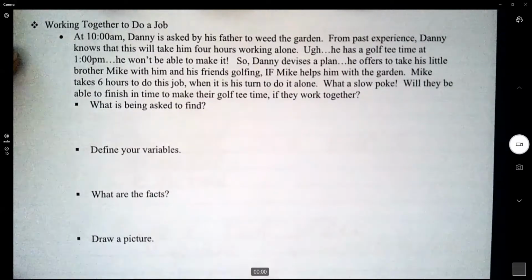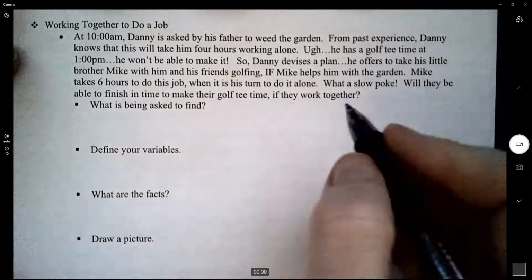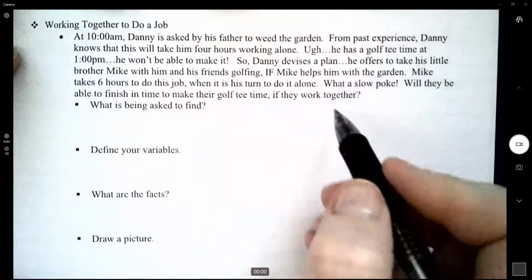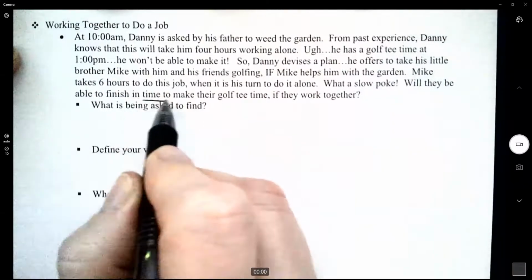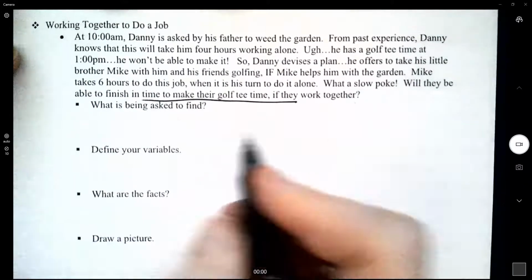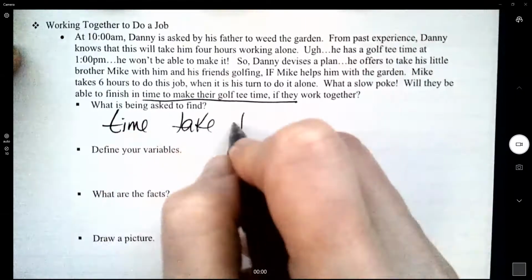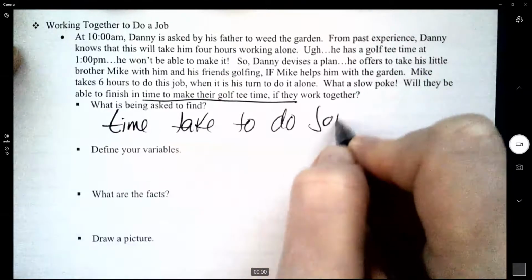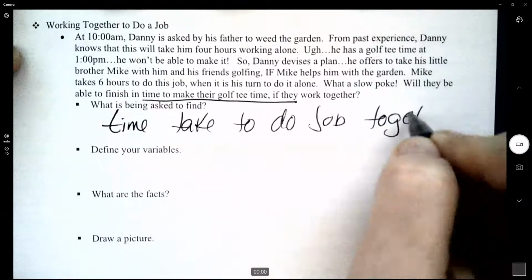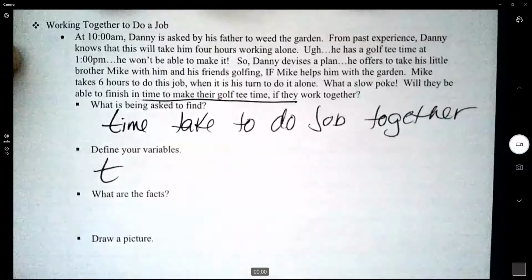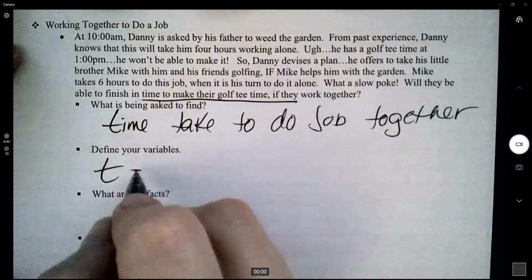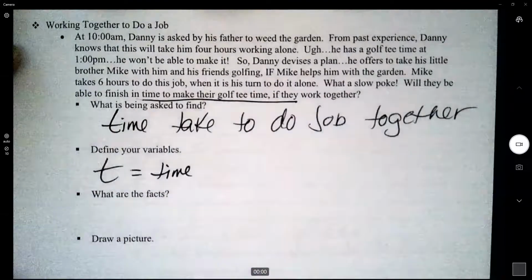So will they be able to finish in time to make their golf tee time if they work together? So what is being asked to find? What are we being asked to find? Will they be able to finish in time to make the tee time? So we're looking for the time it takes to do the job together. So we're looking for T. So we need to define what T is.